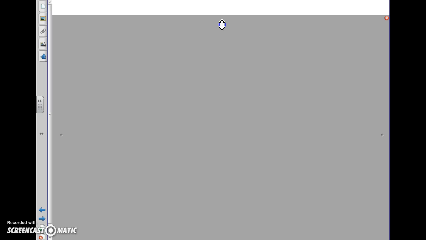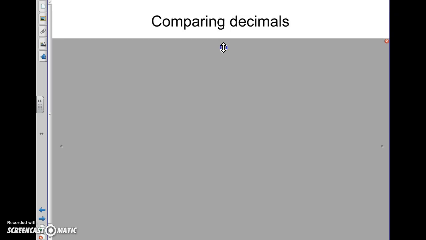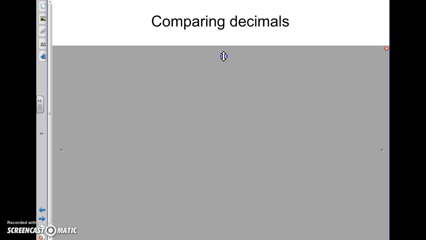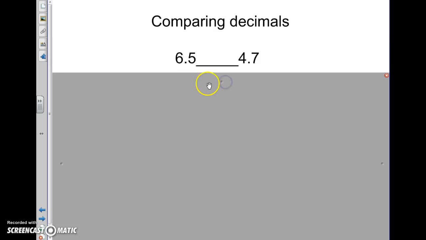So now that we have learned how to read and write decimals, we're going to work on comparing decimals. When we're looking at two different decimals, we're going to be able to decide which one is greater. So if I look at this, I have 6.5 and 4.7. Those are the two numbers I'm comparing.